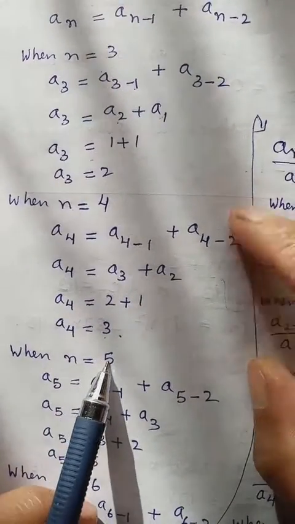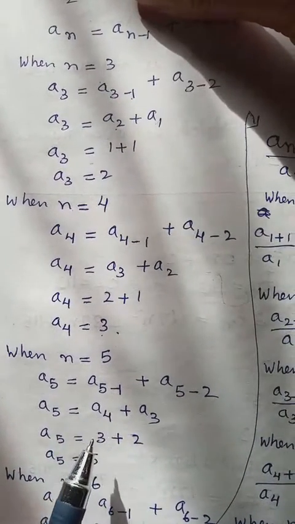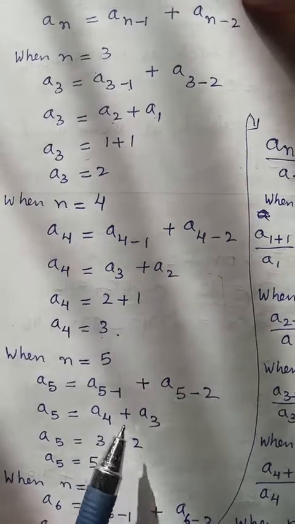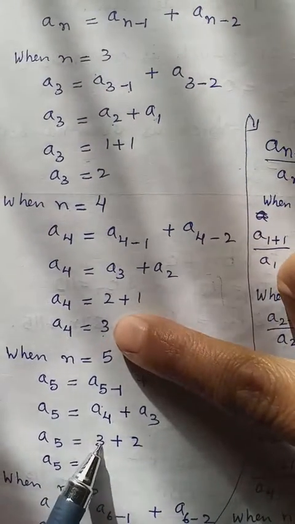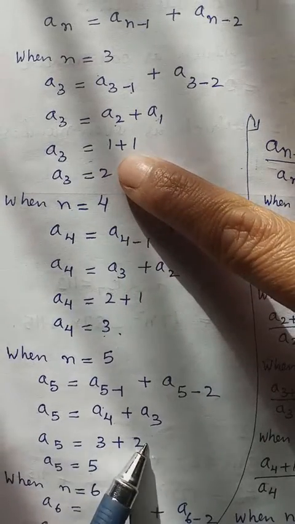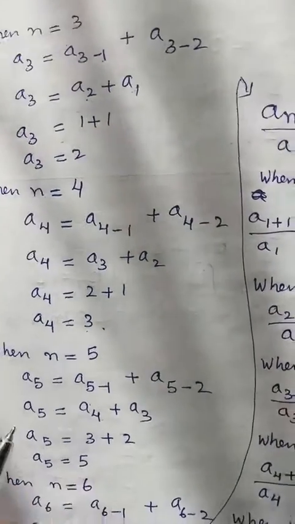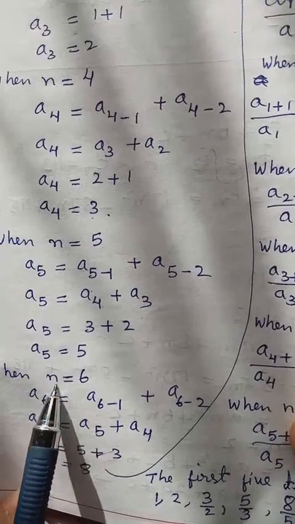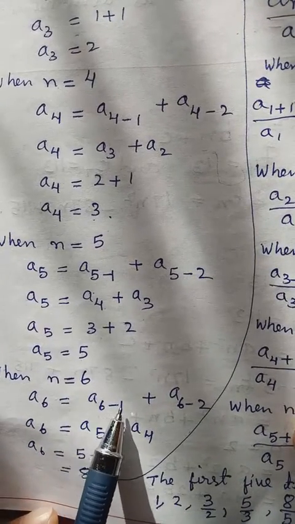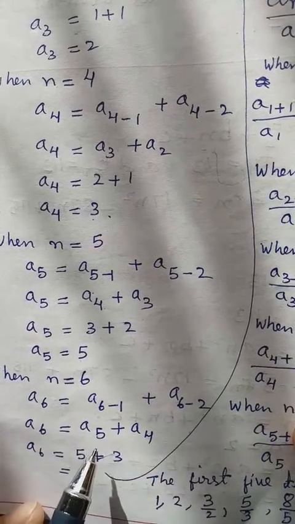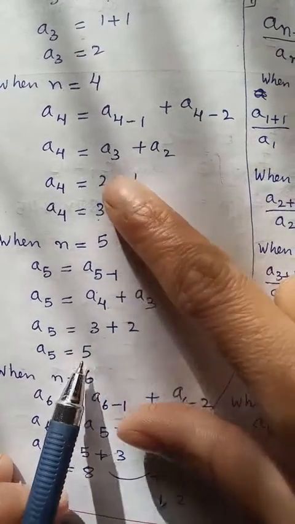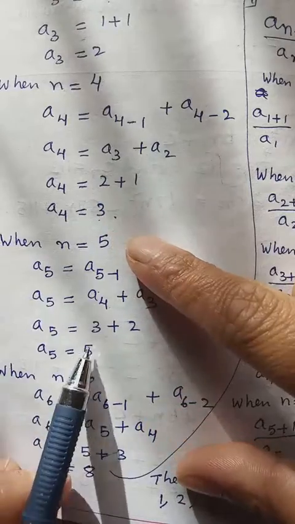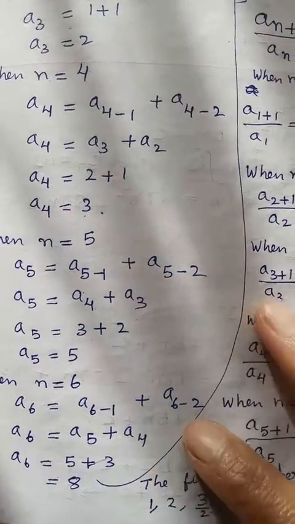Then if we put n equal 5 in the general formula, 5 minus 1 will be 4, 5 minus 2 will be 3. a4 we already have as 3, and a3 is 2. So 3 plus 2 equals 5. Then next for n equals 6, 6 minus 1, 6 minus 2, we have a5 and a4. a5 is 5 and a4 is 3. So 5 plus 3 will be equal to 8.